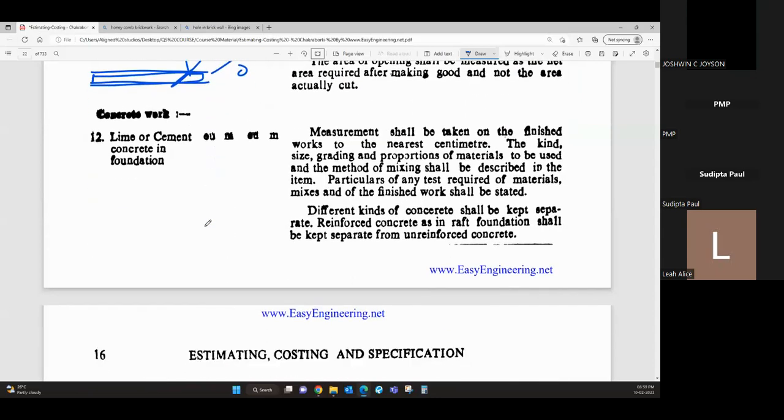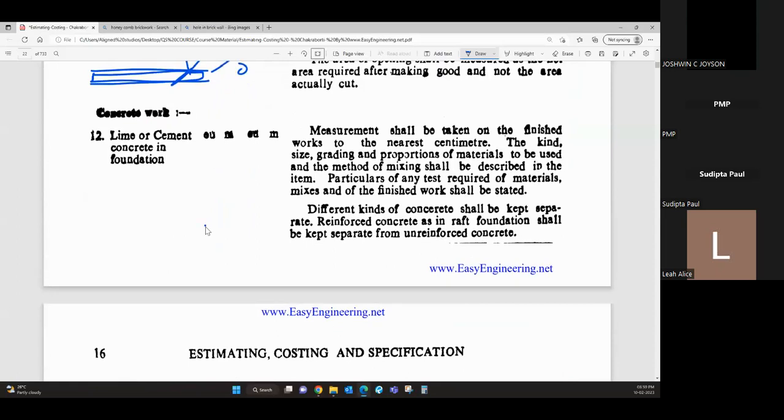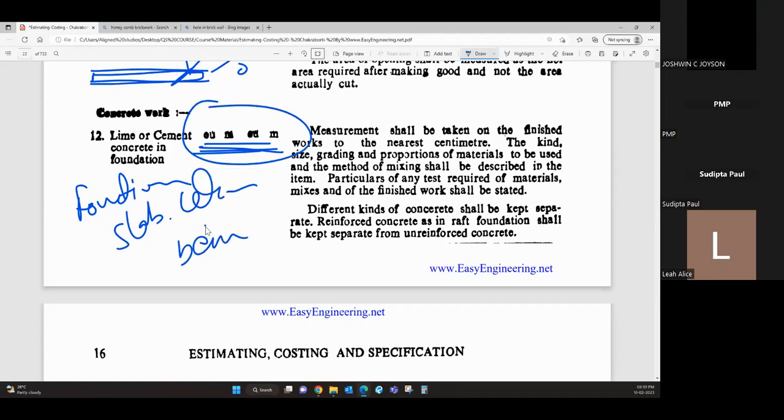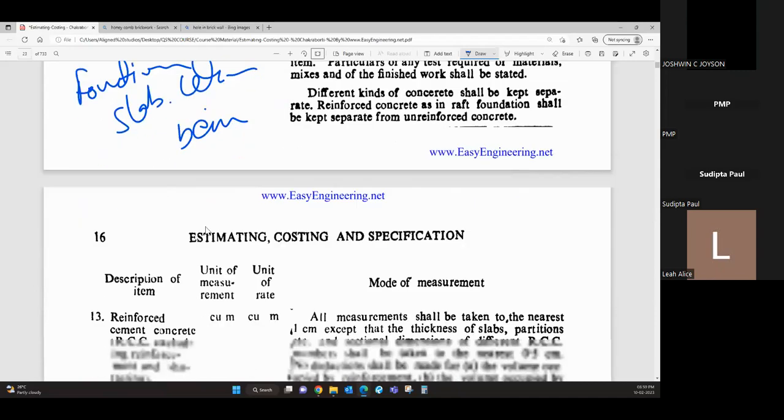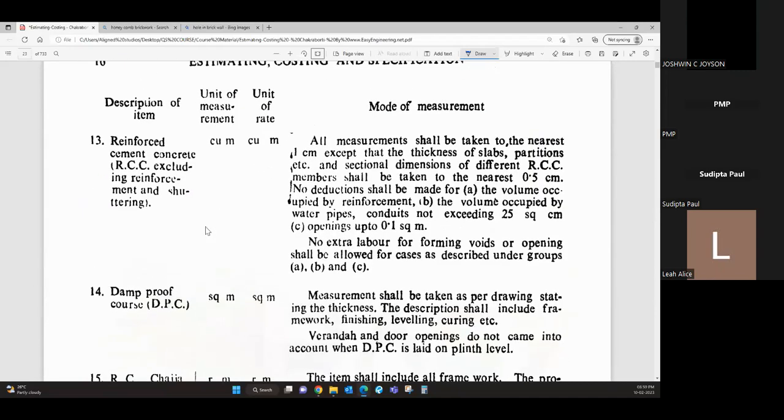Okay. Now comes the concrete works. All the concrete works are always considered in cubic meter. All the concrete work, whether it's foundation or footing or slab or column or beam, everything is considered in cubic meter. Same goes with reinforced concrete, which is concrete in which you have reinforcement. Reinforced concrete is also considered in cubic meter, which is a volume based thing.